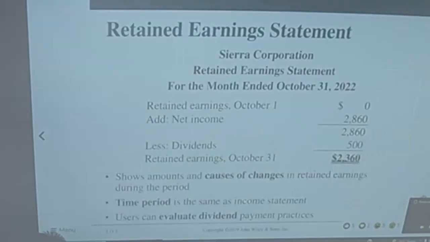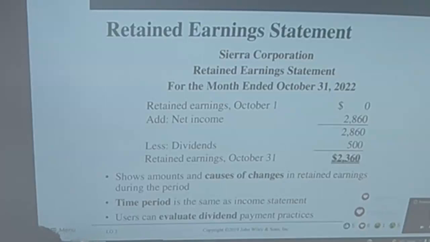Now, keep in mind that this company earned a profit of $2,860. That is Sierra. So we have the next formal statement. And it's Sierra Corporation. And the name of this statement is called Retained Earnings Statement. And it too is a time period statement. It's exactly the same time period as the income statement. The time period is the month ended October 31st.